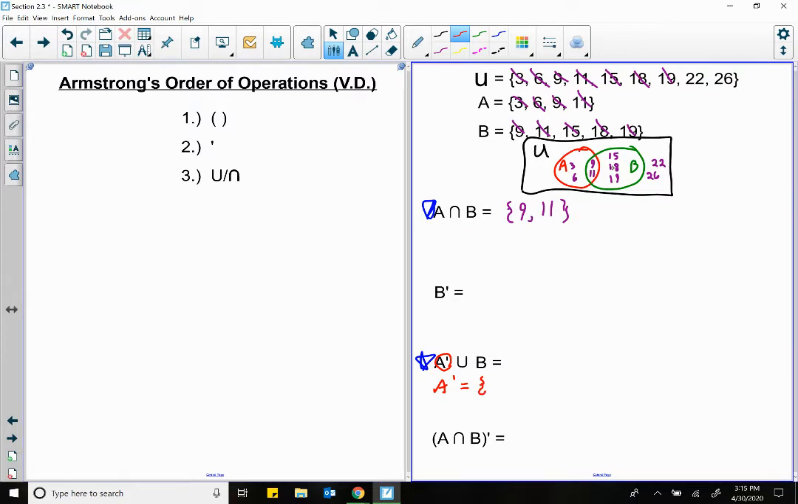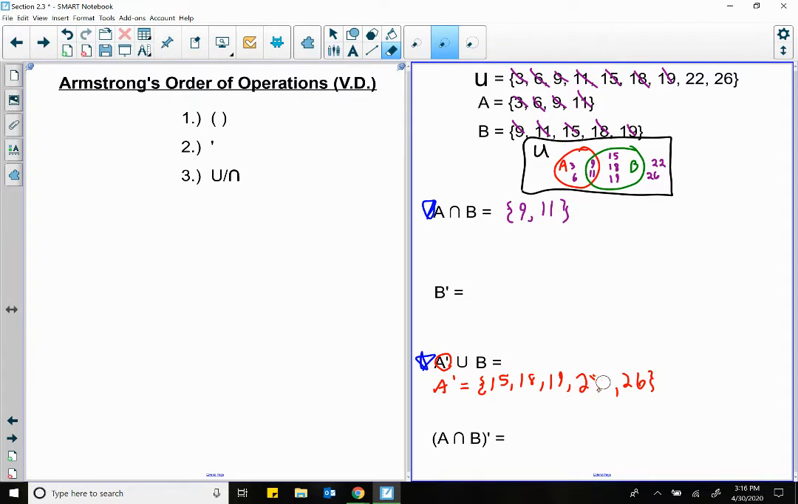Well, there's 15, 18, and 19, because these three numbers are not in the circle A, and 22 and 26, because these two numbers are not in that circle A. So 15, 18, 19, 22, and 26.